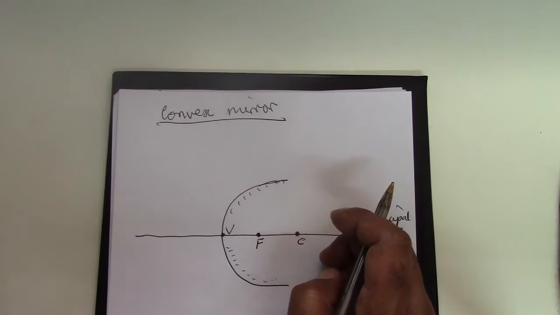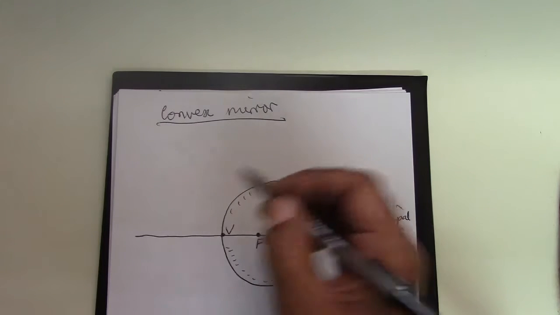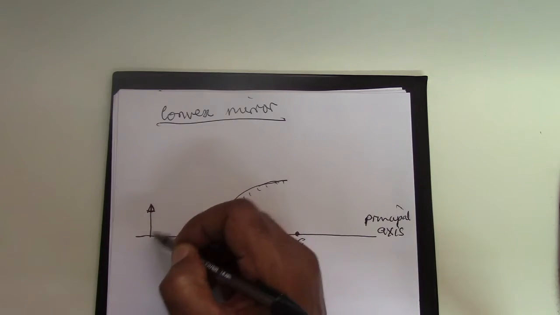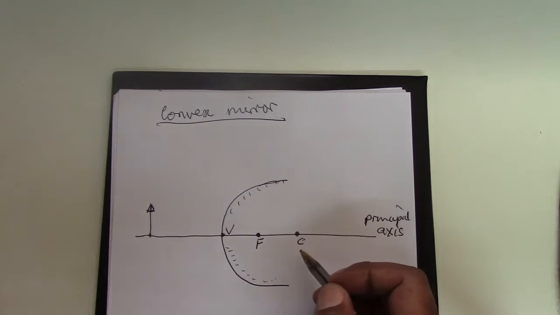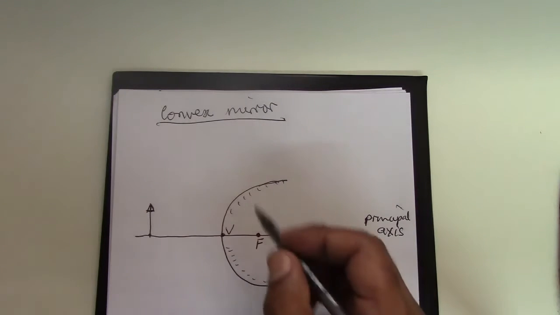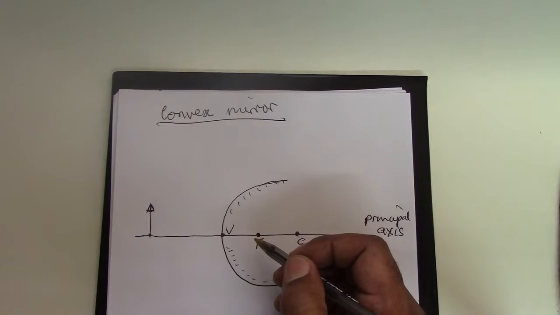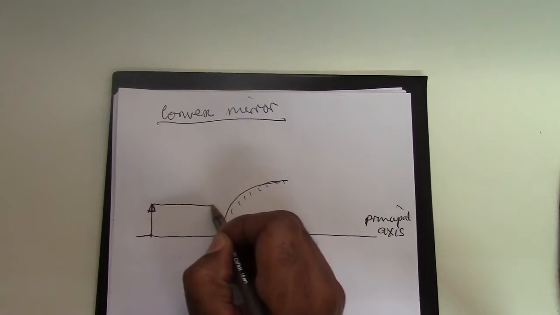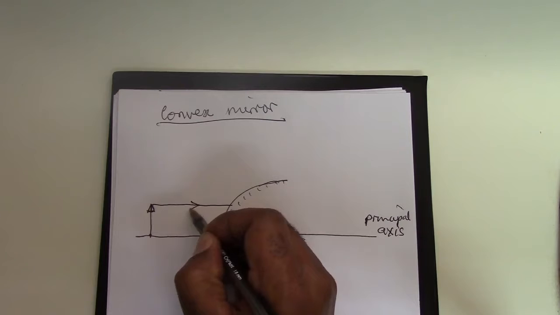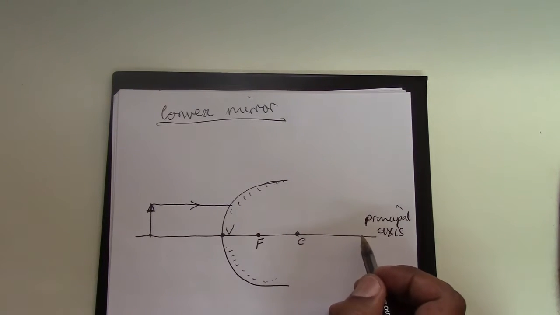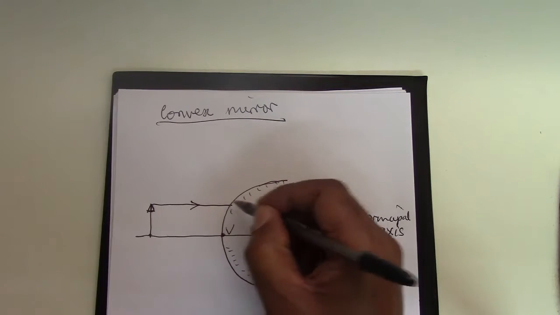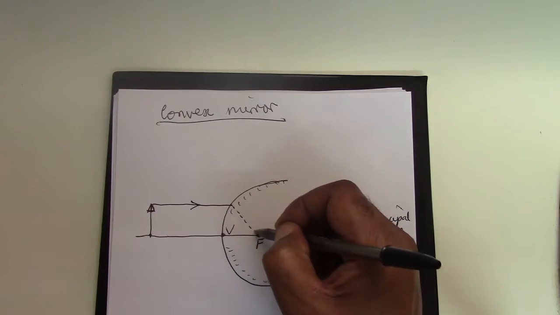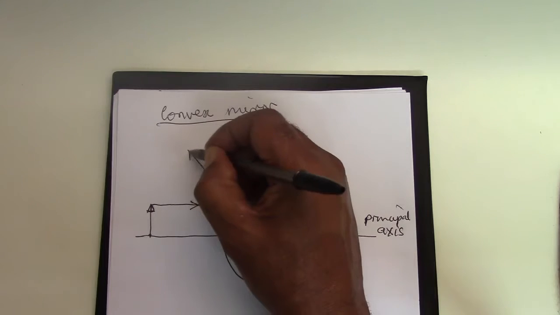Now let's assume that we have our object at this position, again perpendicular to the principal axis. Now remember, the same procedure which we did with the concave mirror is what we do here. So any ray from the tip of the arrow parallel to the principal axis would always be reflected in such a way that it would appear as if it comes from the focal point.